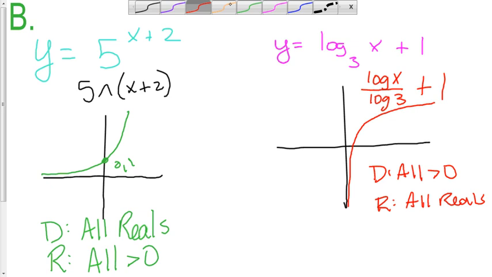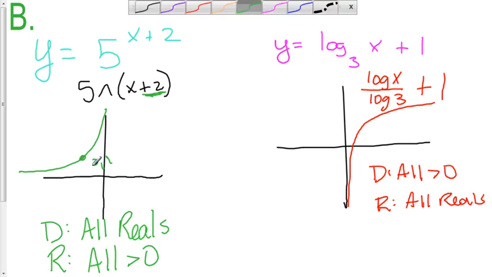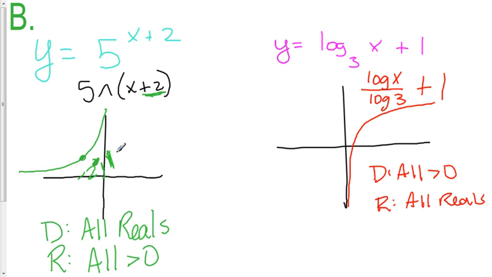And back to this other problem. This one that I drew here is not correct because I forgot about the plus 2, which shifts everything to the left 2. So this is actually going to be over here like so. And this coordinate is not at 0, 1. It is going to be at negative 2, 1. Sorry about that from before.